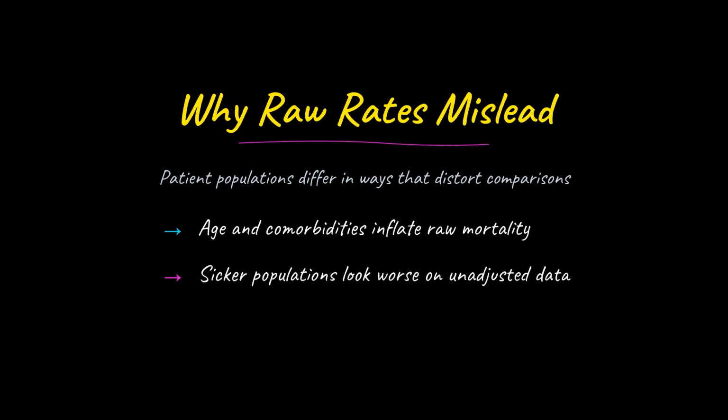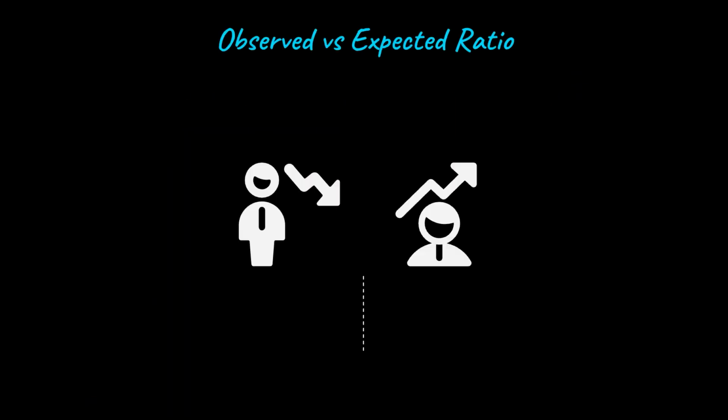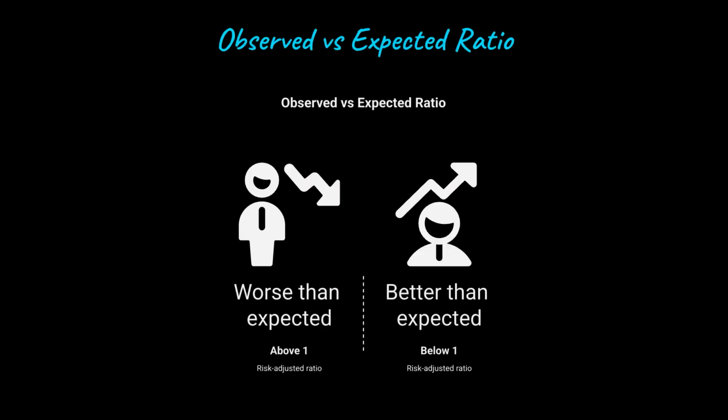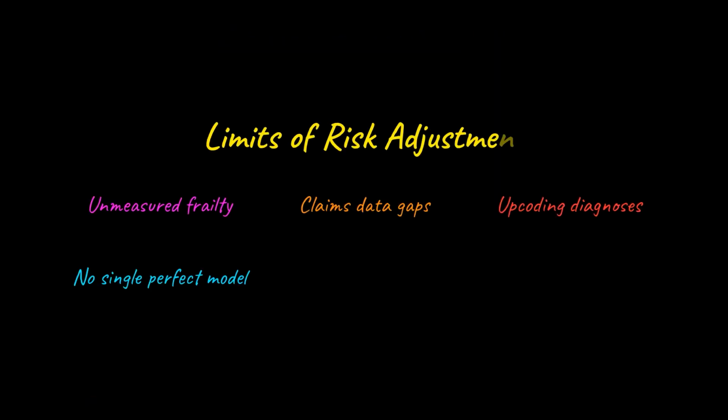A hospital treating the highest risk patients will naturally show higher mortality. That difference reflects case mix, not care quality. The mechanism is multivariate regression. A statistical model uses patient characteristics to produce an expected outcome rate. Dividing the observed rate by the expected rate yields the risk-adjusted ratio. Above 1 means worse than expected for that patient mix. Below 1 means better.